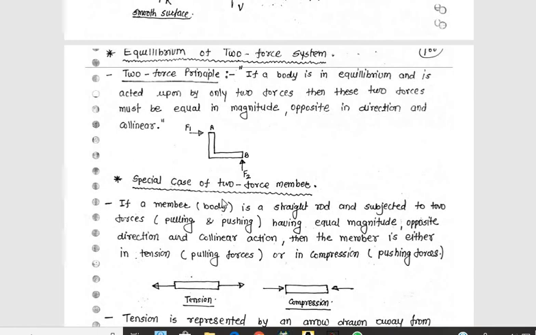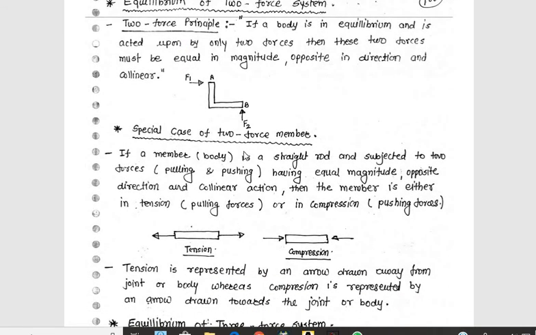Now the next point we have to discuss is the equilibrium of a two force system. First understand the two force principle. If a body is in equilibrium and is acted upon by only two forces, then these two forces must be equal in magnitude, opposite in direction and collinear. This is called the two force principle.